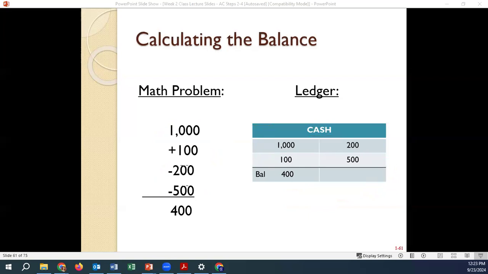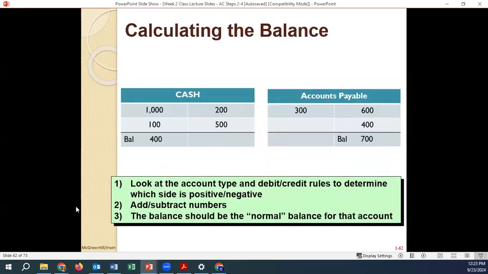Now let me show you one more thing. Again, it's really important to figure out the account type. So the steps in calculating the balance, again, are first, look at the account type in the debit credit rules to determine which side is positive or negative. For cash, as we said, that's an asset. So positives are on the debit side, negatives are on the credit side.